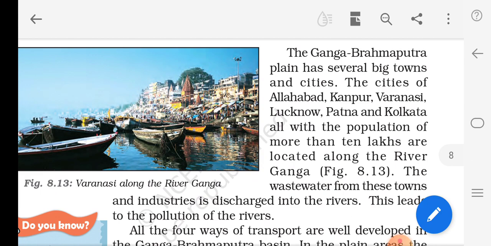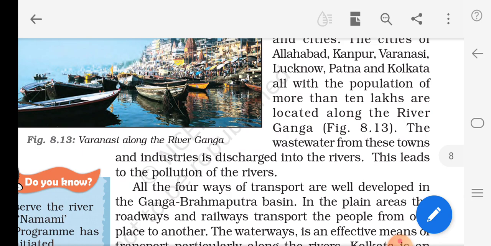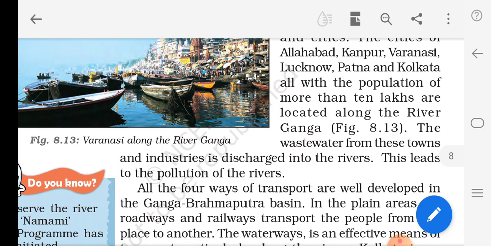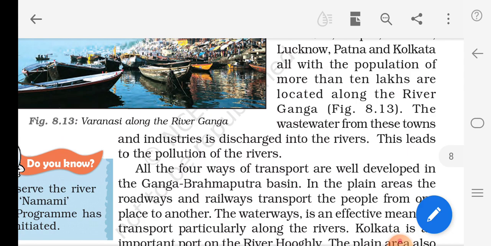See the page number, the figure 8.13. How many people are living along the Ganga? 10 lakh people are living along the river Ganga. The waste water from these towns and industries is discharged into the rivers. What happened? This area is thickly populated, and all the waste from the cities flows into the Ganga river, and industrial waste also flows into the Ganga river. This leads to pollution of the river.